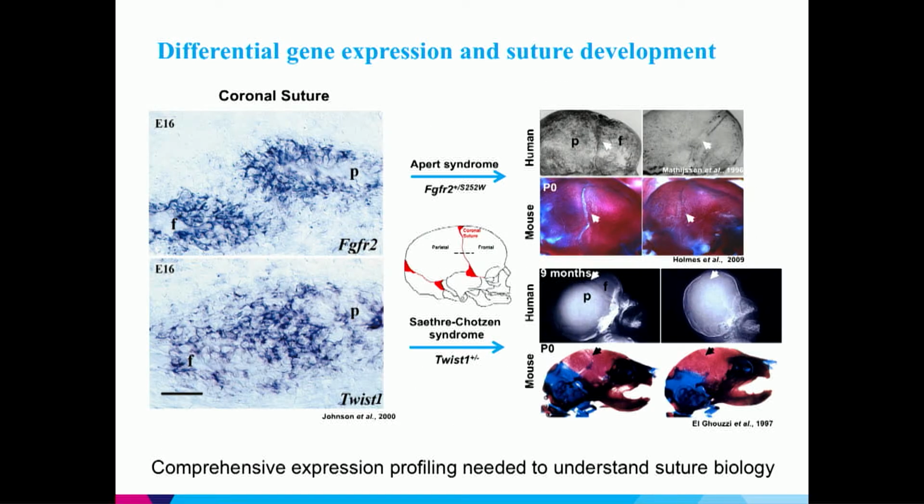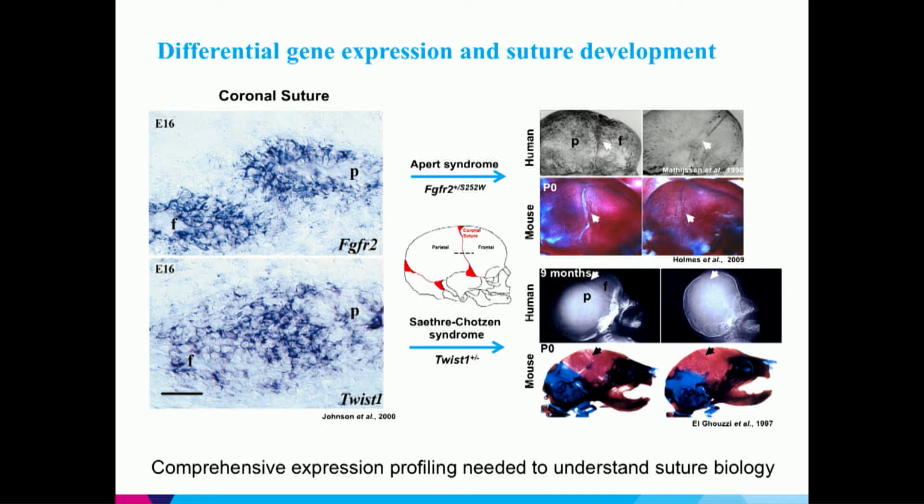Differential gene expression and patterning of gene expression really underlies suture development. The two canonical examples that I've shown here are FGFR2 and TWIST1. FGFR2 is primarily expressed in the osteogenic fronts, whereas TWIST1 is expressed in the mesenchyme, but also to a lesser extent in the osteogenic fronts. Gain of function mutations in FGFR2 lead to Apert syndrome, whereas loss of function mutations in TWIST1 lead to Saethre-Chotzen syndrome. Both of these syndromes are characterized by premature suture fusion.